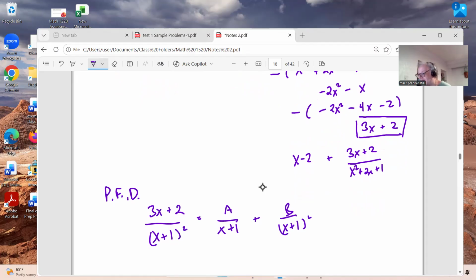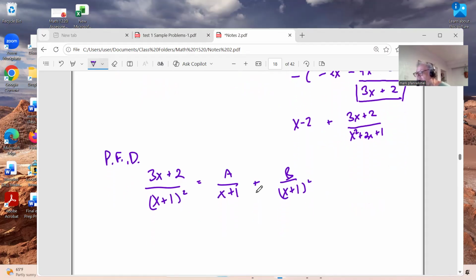Okay. And now we have to go ahead and sort this out. I'm going to do this one the long way because it's not too bad. I'm going to multiply both sides of my equation by (x+1)^2. I'm going to swap the order as well. So one of my x+1s canceled, one of them didn't. Plus b, both of my (x+1)^2 canceled on this one. And this is equal to 3x+2.